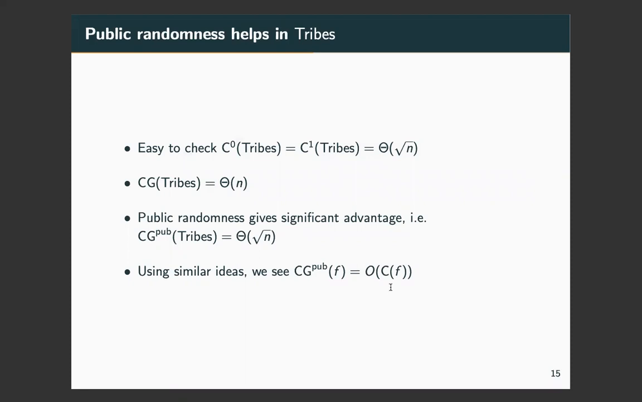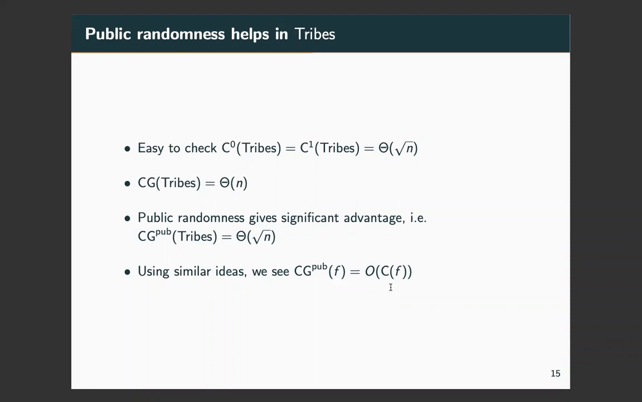Now, what we have seen so far is that the public randomness helps in the tribes function. It is easy to check that the 0 certificate complexity and 1 certificate complexity of this function are root n. Using our upper bound for the private randomness variant, we have CG of tribes to be at most n. A matching lower bound also exists, which gives CG of tribes to be theta of n. We have seen that public randomness gives you a significant advantage, that is, CG pub of tribes is O of root n, and a matching lower bound also exists.